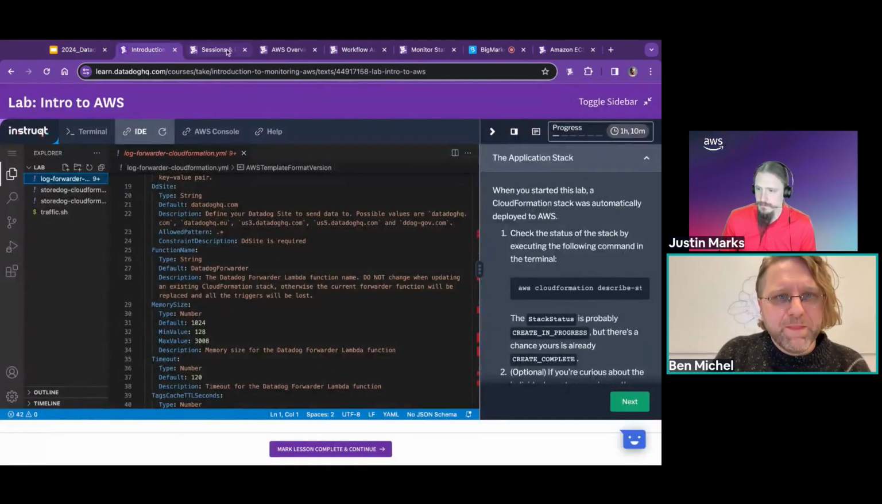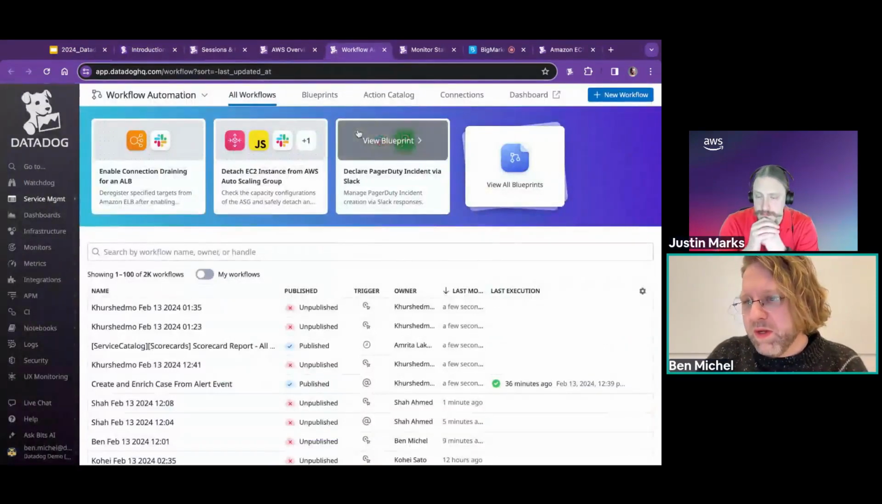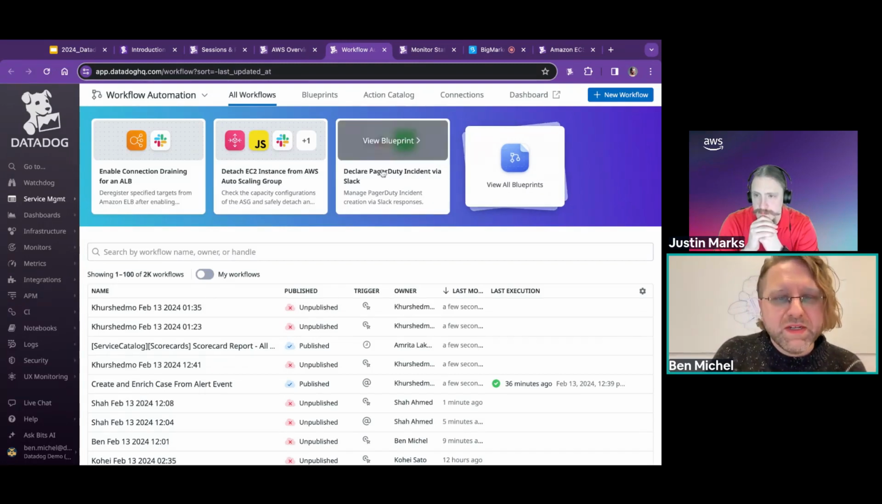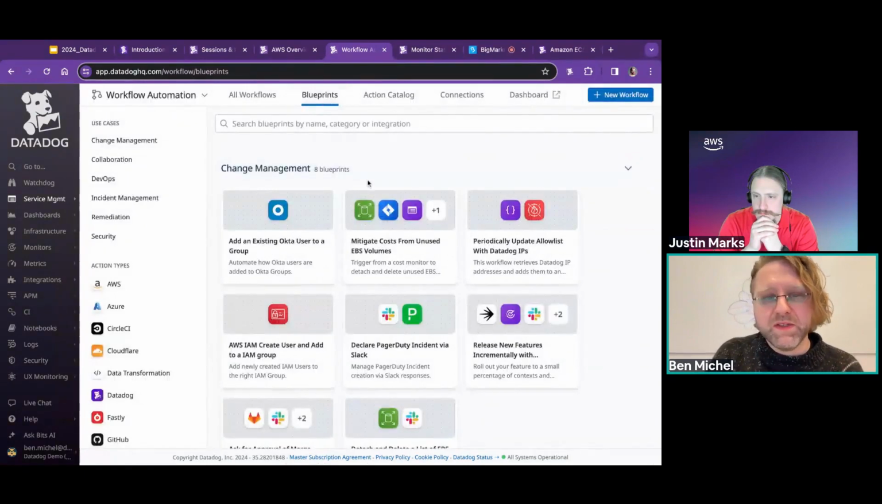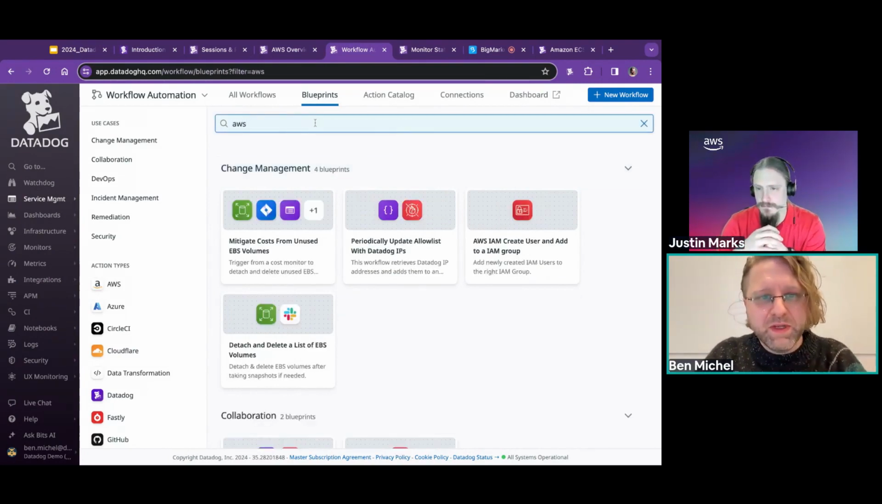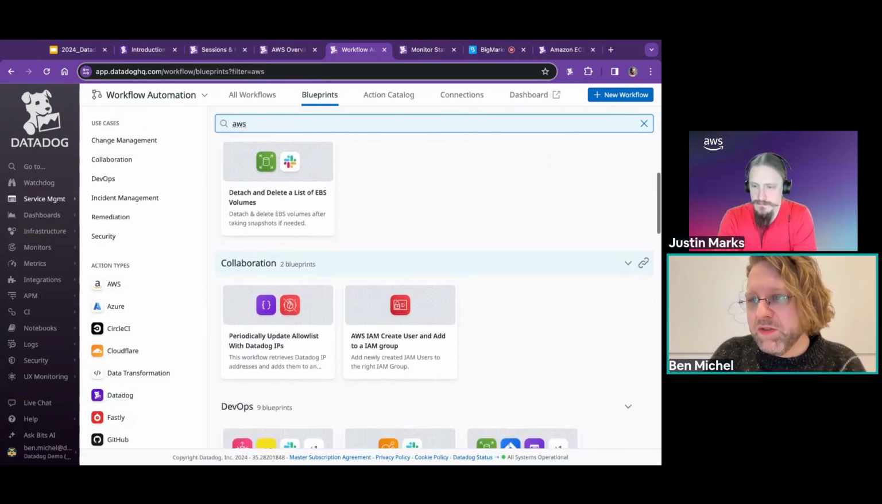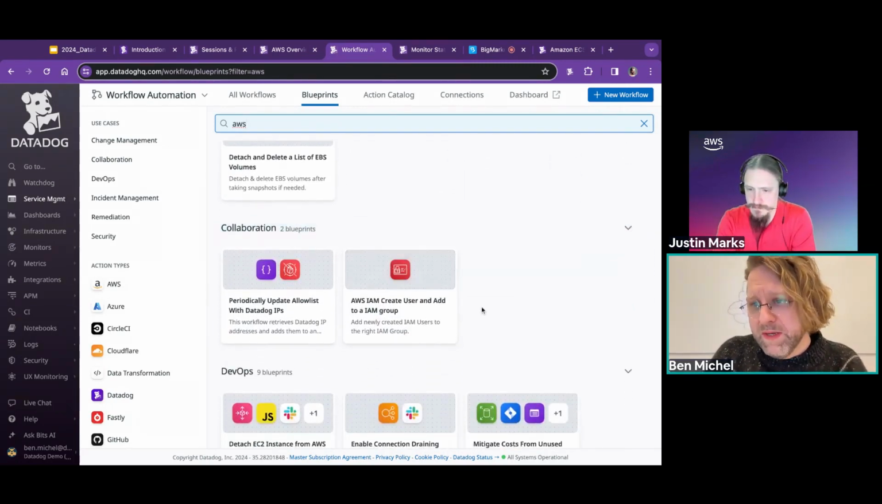Okay, we're going to dive into workflow automation. So here is the workflow automation landing. These are some published workflows, but the first thing we're going to do is take a look at these blueprints. These can help you get an idea of how this works. I might filter this list down to only AWS so I can see some of the different workflows that are available to us on AWS.